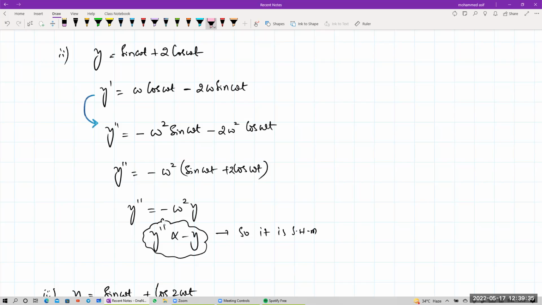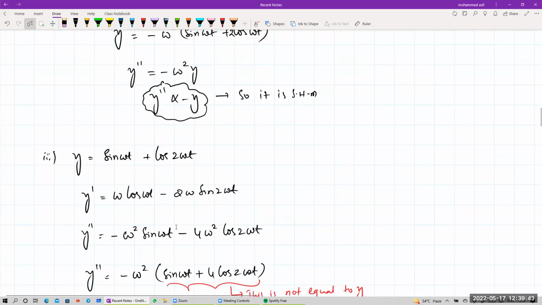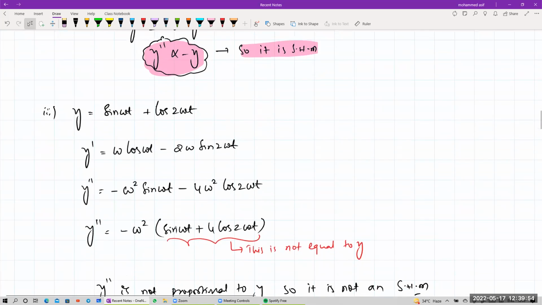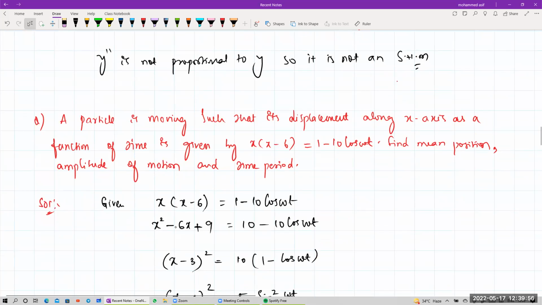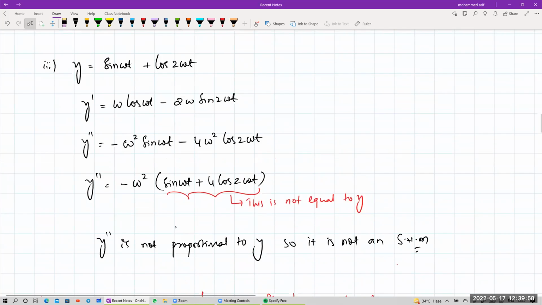Sin omega t plus 2 times of cos omega t is how much for me? Y only, no? So y double dash will be equal to minus of omega square into y. So obviously this is also representing an SHM, because y double dash is directly proportional to minus y. So it will be an SHM. So I hope you got an idea. When someone gives an equation and asks you to identify whether the given equation is SHM or not, can you do it or not?